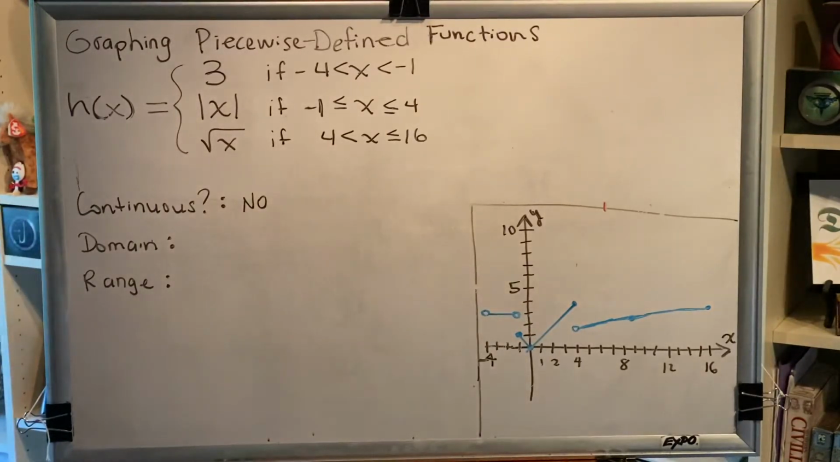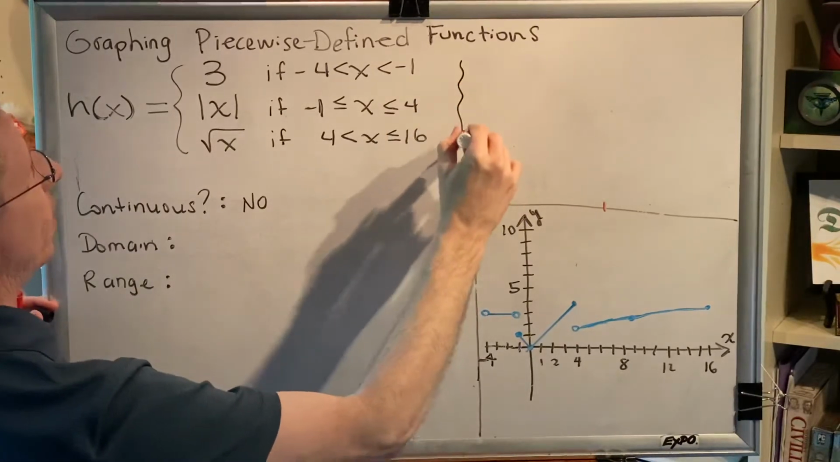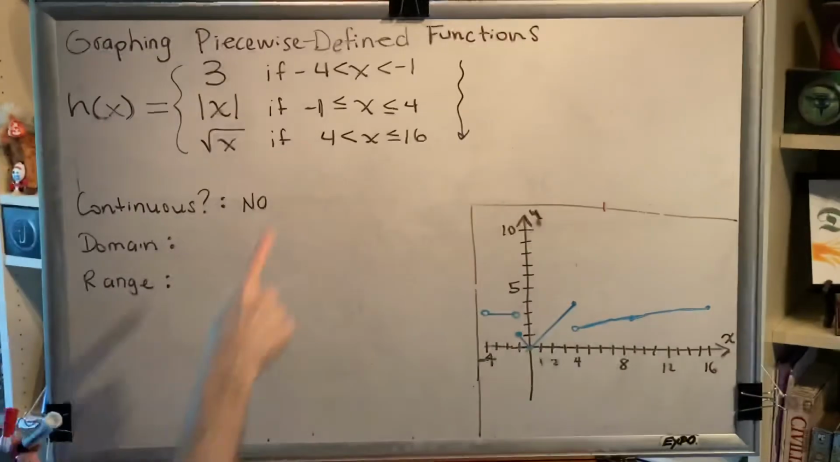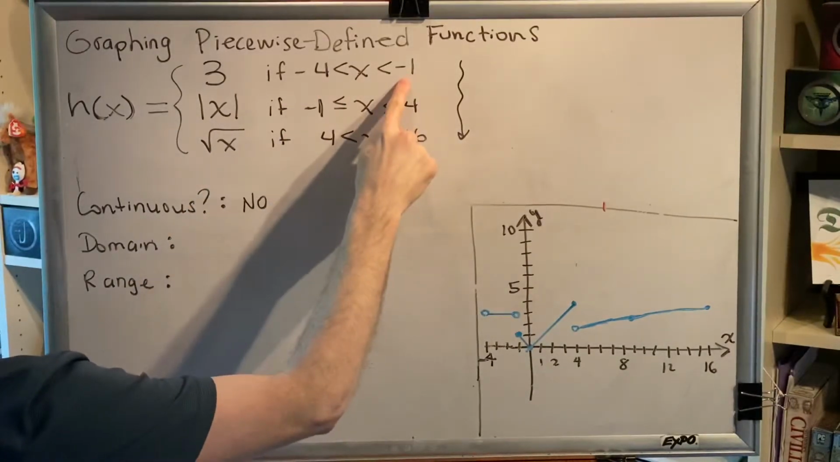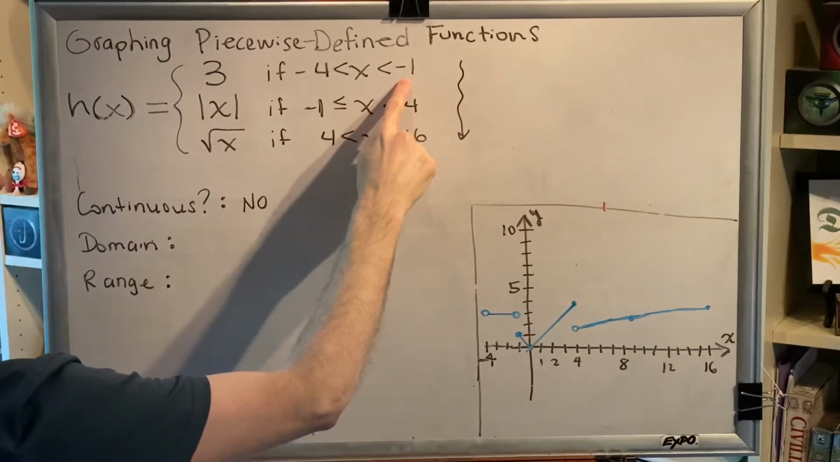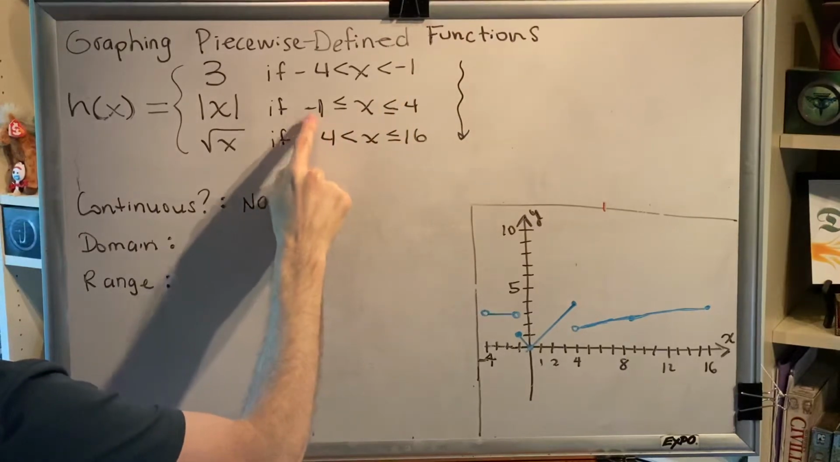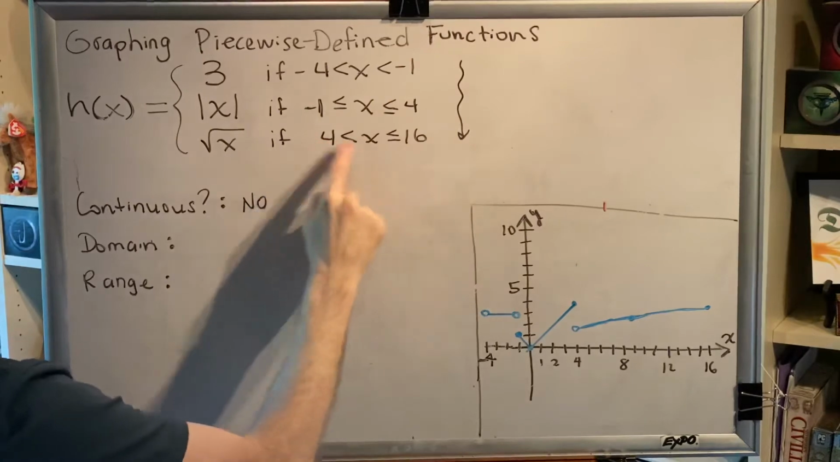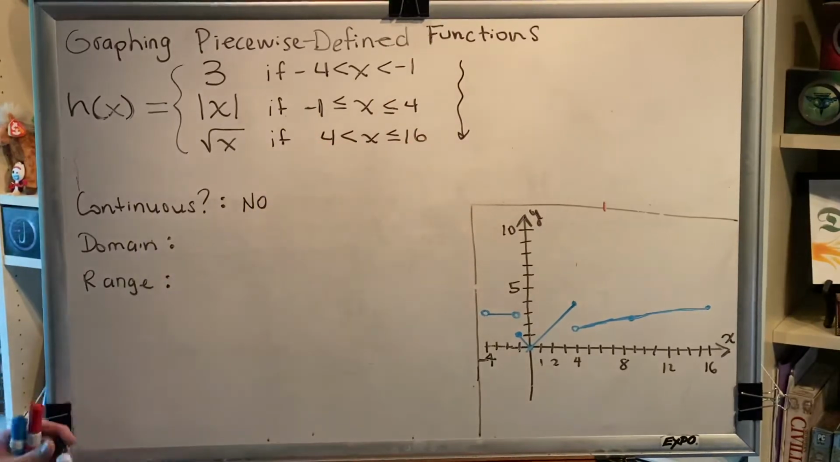All right, domain and range. So when it comes to domain, the easiest way to determine that is to look at the values of x stated in the if condition. We're going from -4 to -1, not including -1. Then we pick up -1 and go all the way to 4, including 4. Then we go from 4 all the way to 16, including 16.